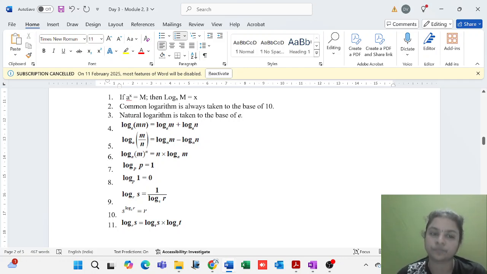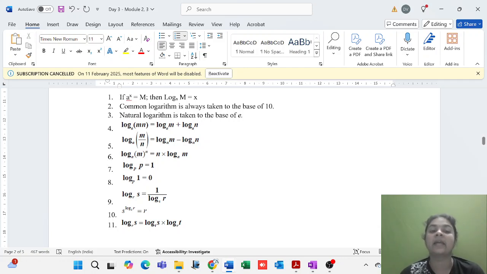And whenever the question does not mention the base, when it is silent, it is called common logarithm, where common log is always taken to the base of 10. So if the question says log x and they have not given any value for the base, it is assumed that it is to the base of 10.